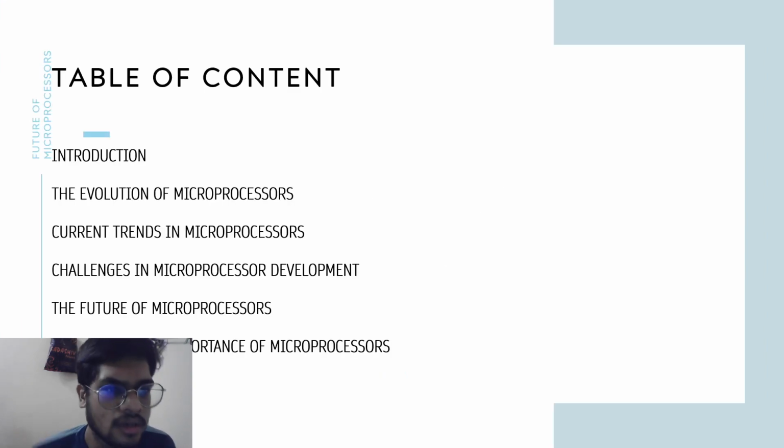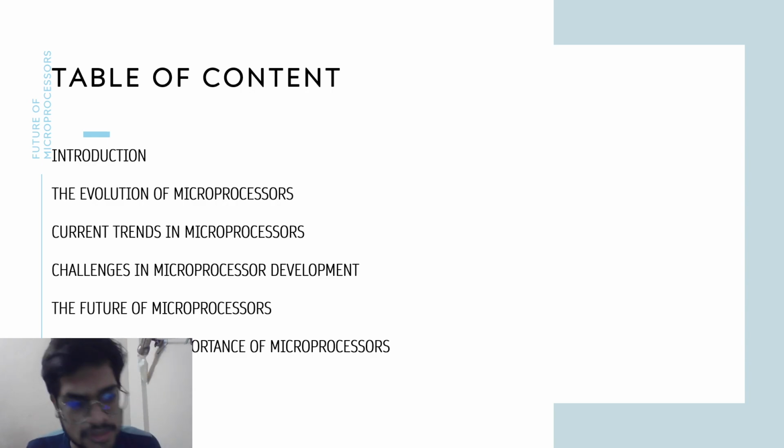So this is the table of contents. First we'll go through the introduction, then we'll see the evolution of microprocessors. After that, current trends in microprocessors, then challenges in microprocessor development. After that, we'll come to our main topic, that is the future of microprocessors, and at last we'll see the conclusion, the importance of microprocessors.